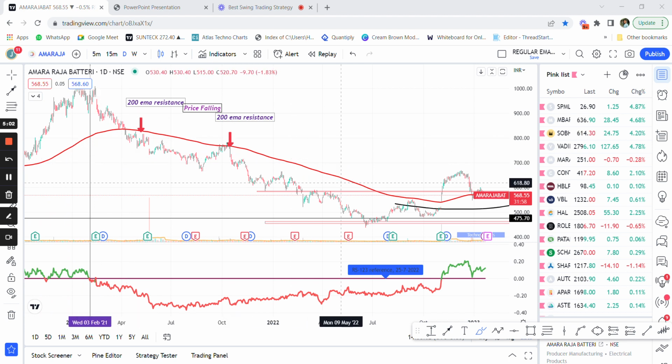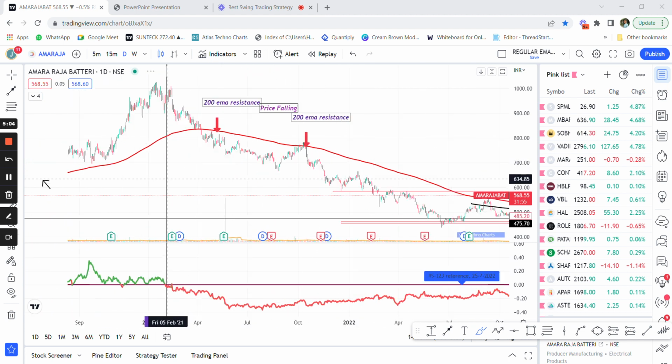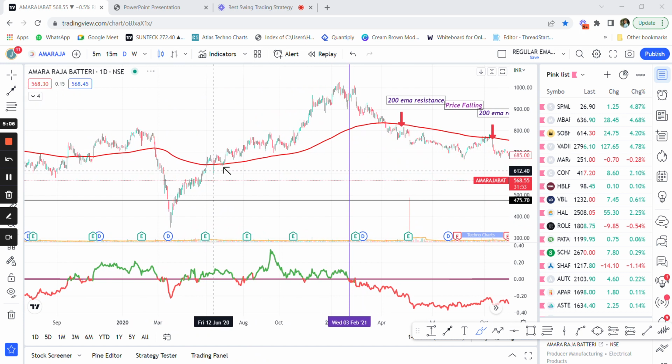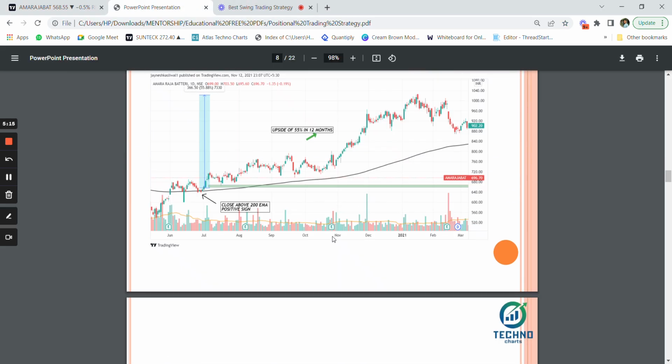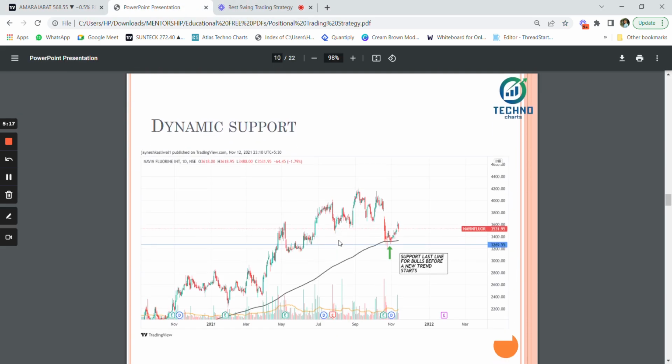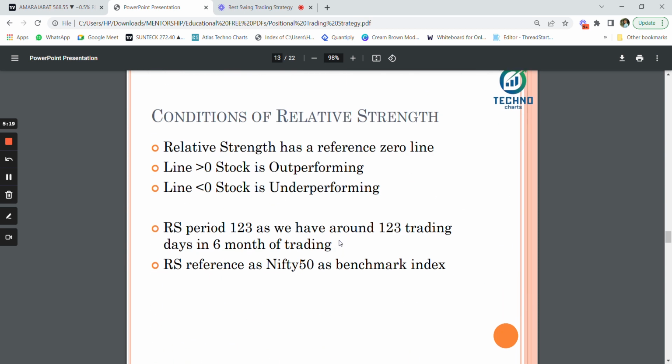Now, if you look at this chart, you can clearly see that, let's say you got an entry at this point where the RS was also green and the stock was also above the 200-day moving average. Now, let's go to the strategy where we are going to understand what the rules of the strategy are.